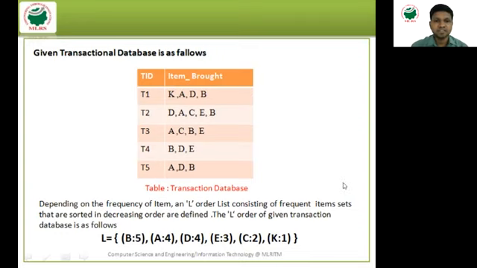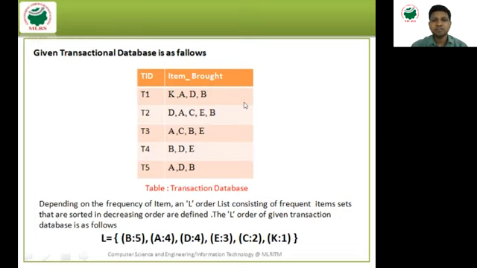Now what I'm going to do is the L order list. We get the L order list depending on the frequency of items. An L order list consists of frequent items sorted in descending order, or decreasing order. The L order of the given transaction database is as follows: L is equal to B5, A4, D4, E3, C2, K1. How do we get this item count?